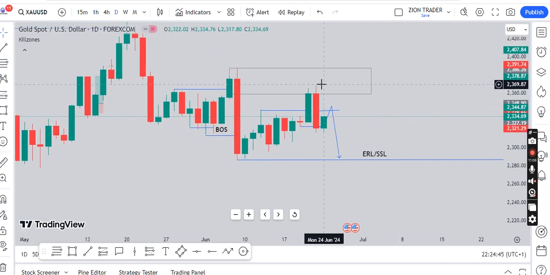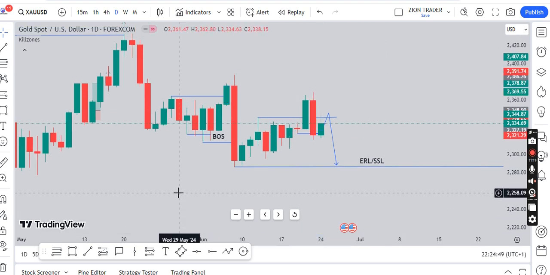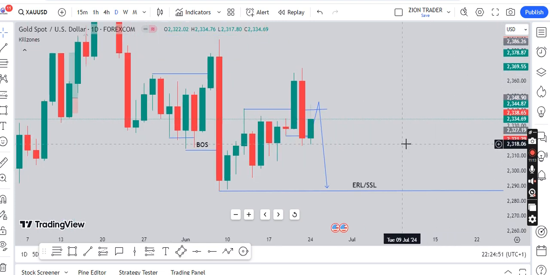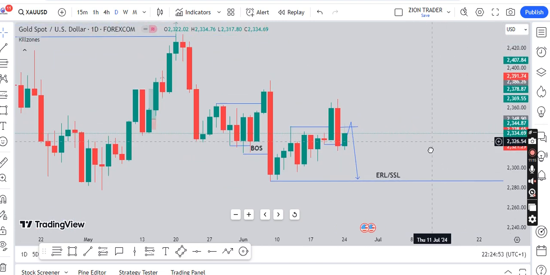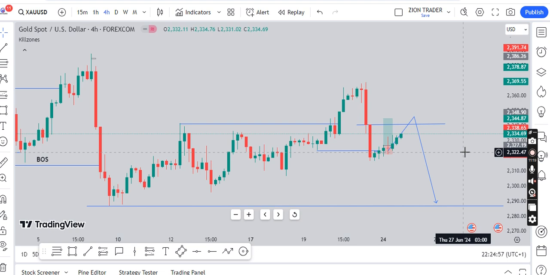But if it doesn't, if this high is taken out, it means that price is moving into a bullish trend, right? But let's still be looking at a bearish move, right?